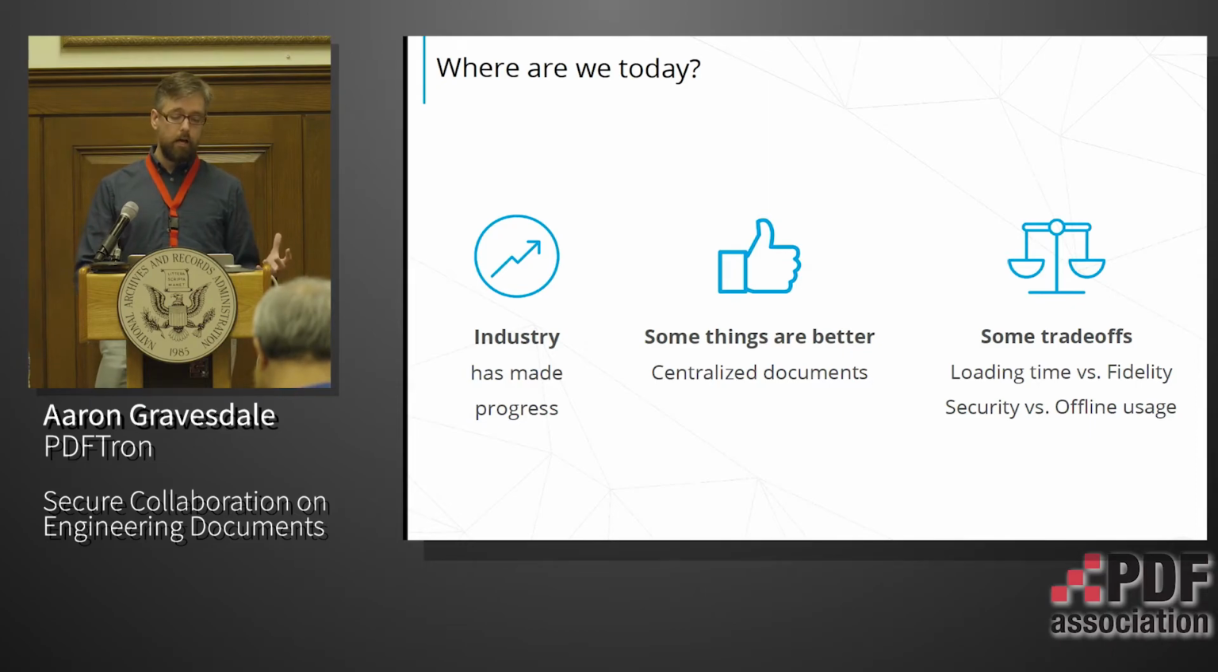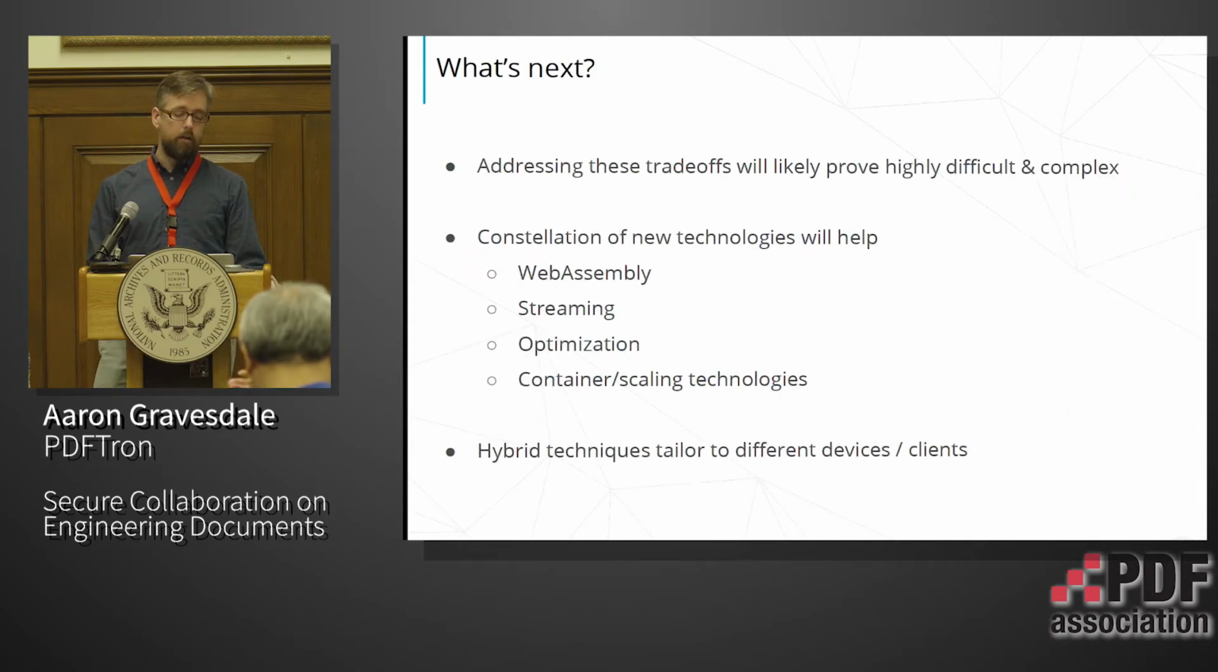So as we were seeing, there are trade-offs between the loading time and the fidelity. So I might make something load faster by using a lower resolution image, or I might have trade-offs between security and offline usage. If I download the document locally so that I can use it offline, is that opening up a security hole? And so these kinds of trade-offs typically have to go into how one is designing a collaboration system.